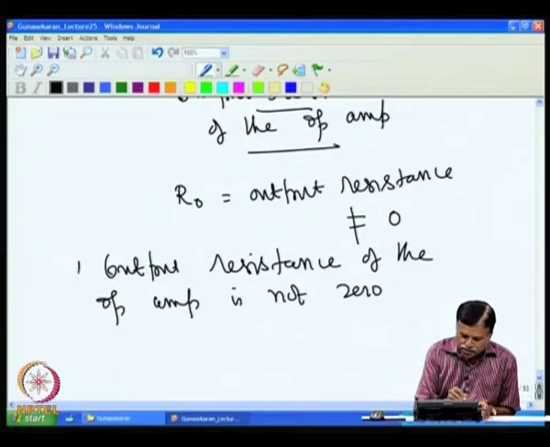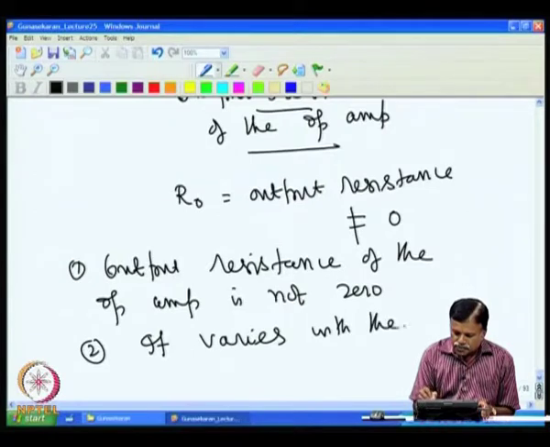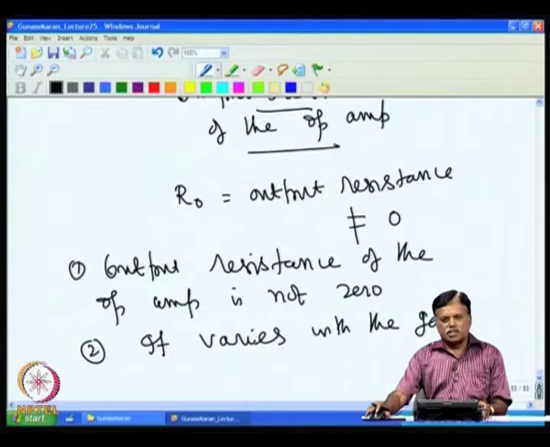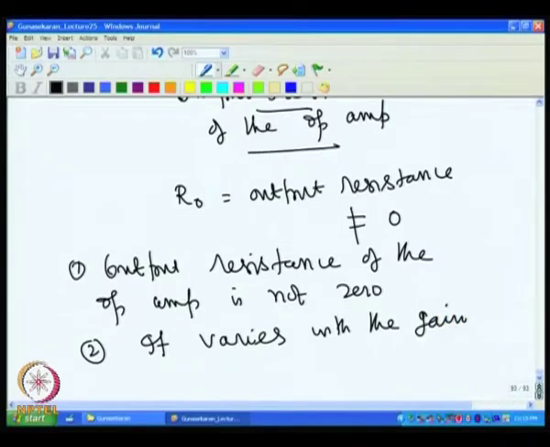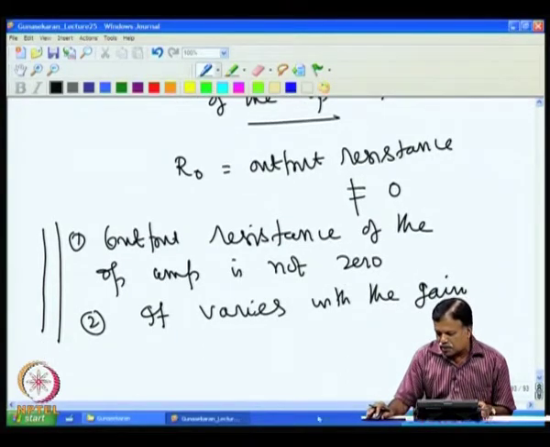And the second point is it varies with the gain. Even for a given op amp the output resistance is not 0 and also it is not constant, it varies with the gain, and this must be understood clearly, and the changes that come because of that are to be applied carefully.